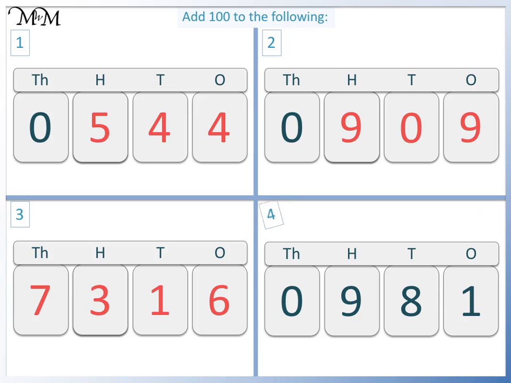Question 4. 981 plus 100. If we add 1 to the hundreds column, the 9 becomes a 10. The answer is 1081.